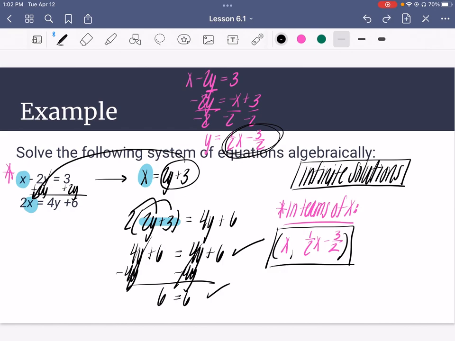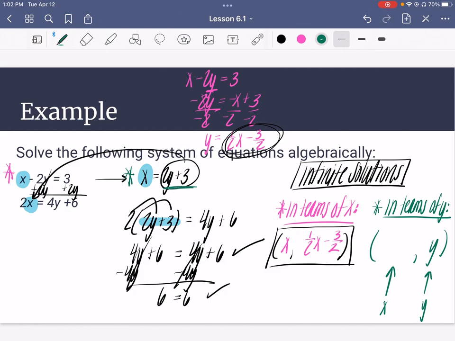Okay, so this is my solution in terms of x. Again, this is x, this is y, or representing y, but it's in terms of x. And then last but not least, I'm just going to show you how to do this in case you want to do it in terms of y. That's totally fine as well.